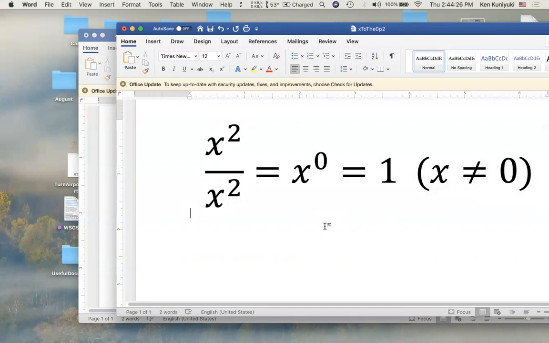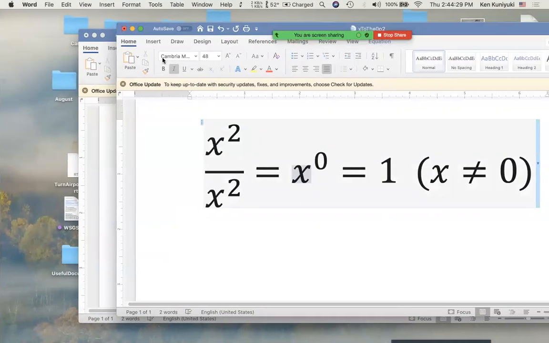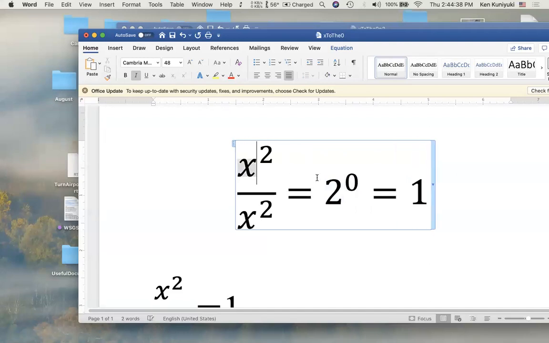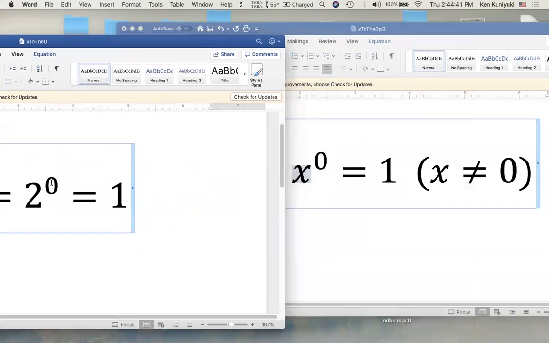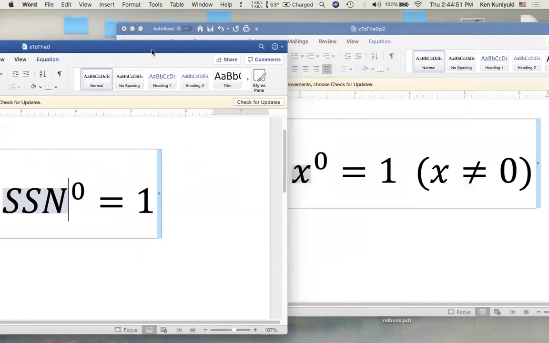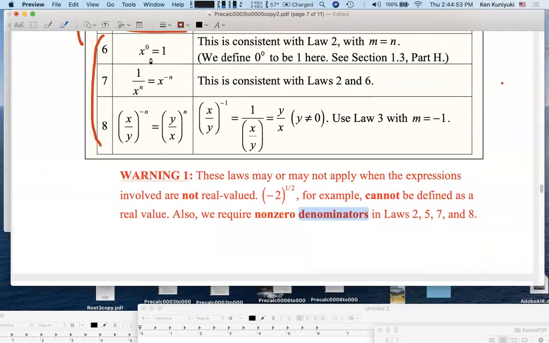What's 2 to the 0? 2 to the 0 is going to be 1. This over here: 2 to the 0 equals 1. What's 3 to the 0? Also 1. What's your social security number to the 0? It's 1. All right. X to the 0 is 1.